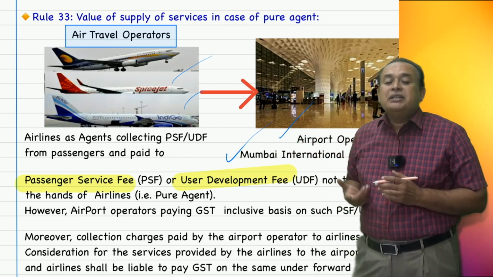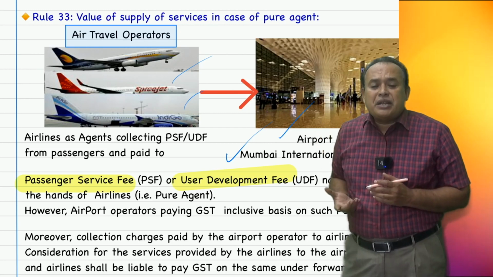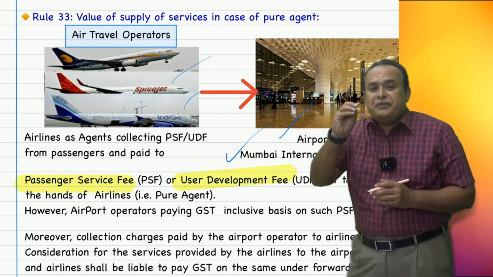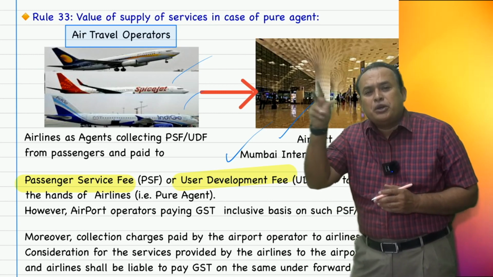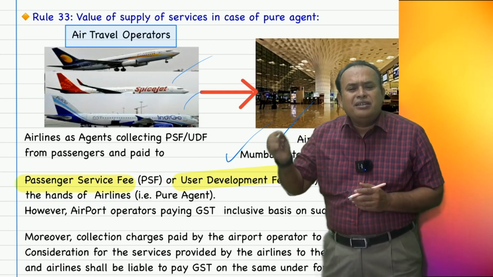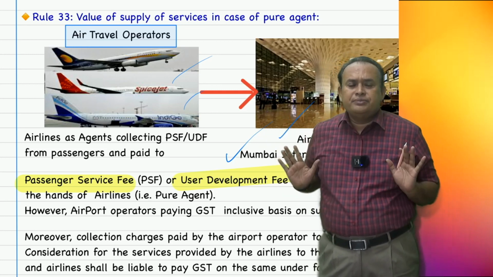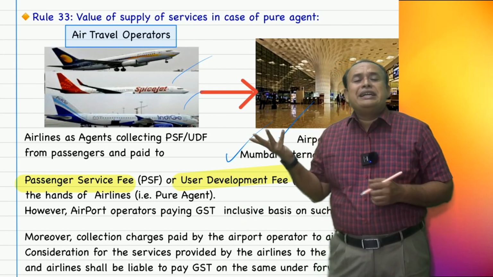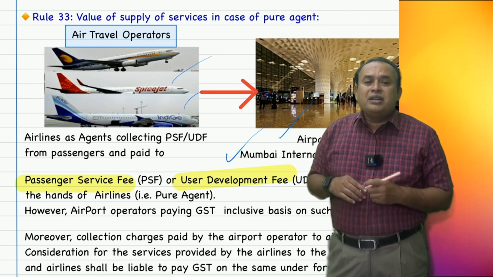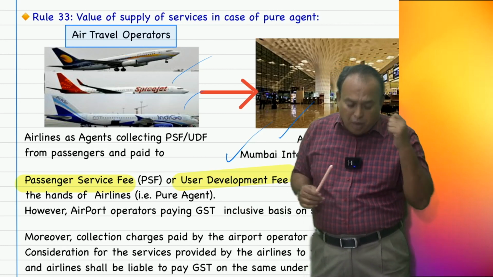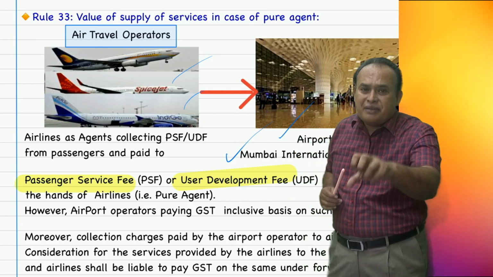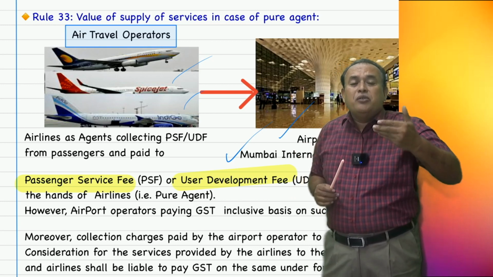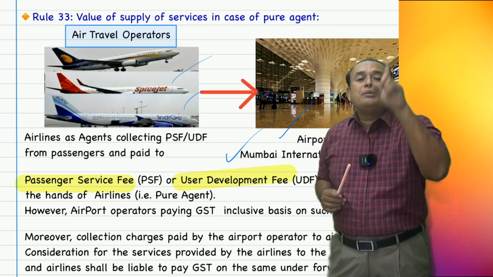In that case, the recipient of service is Mumbai International Airport Limited. Is that 10% of the 150 rupees, the 15 rupees commission, a consideration for the air travel operators or not? Obviously, the commission is a consideration for the air travel operator. So the air travel operator, on behalf of the airport operator, collects the passenger service fee and pays it, and the commission earned for such service rendered is a taxable supply.